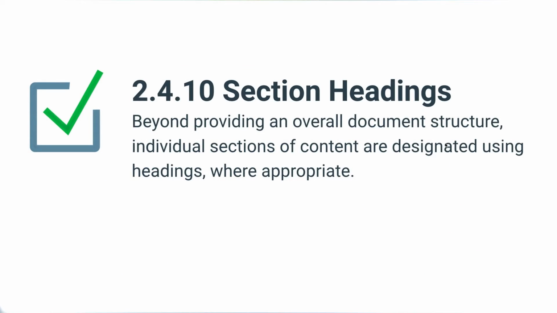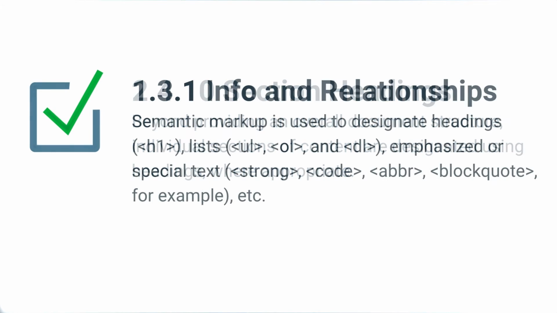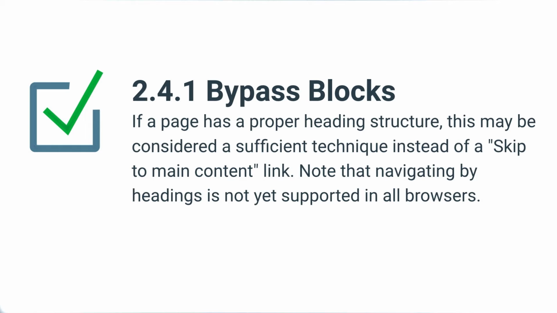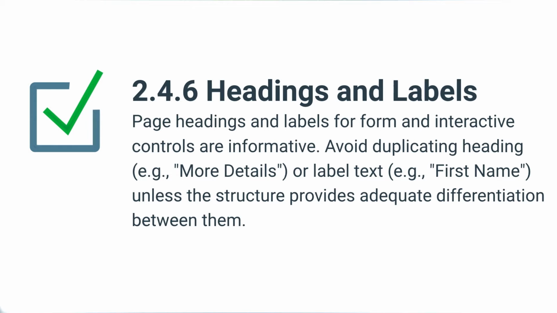Using headings to lay out page structure like this is mentioned in several WebAIM checklist items. 2.4.10 states individual sections of content are designated using headings where appropriate. 1.3.1 mentions semantic markup is used to designate headings, H1. 2.4.1 mentions heading structure as a sufficient technique for bypassing blocks of content. And 2.4.6 discusses some details for writing useful headings.